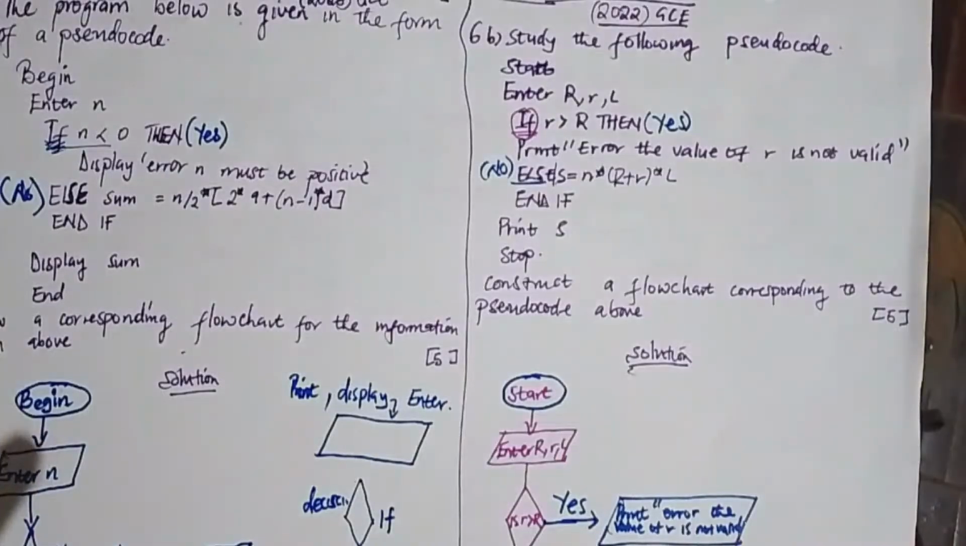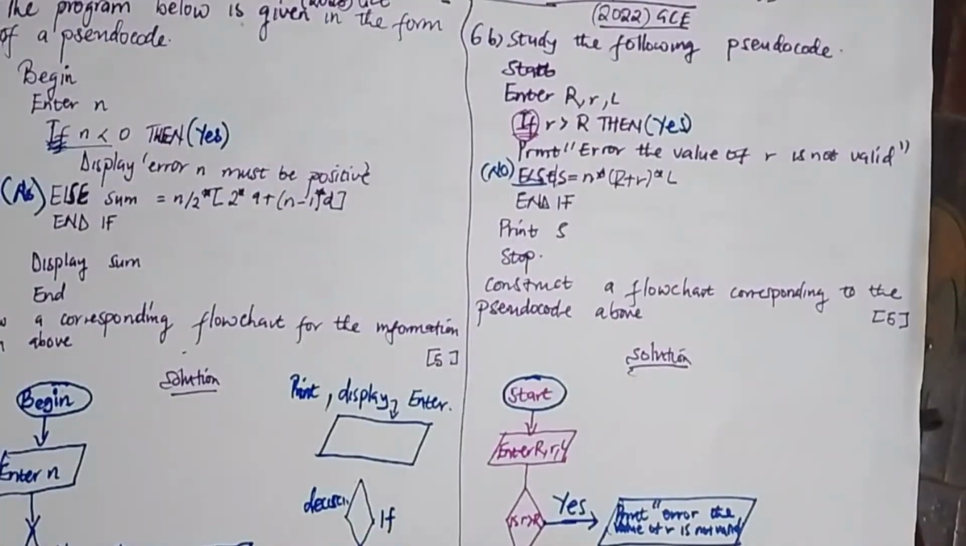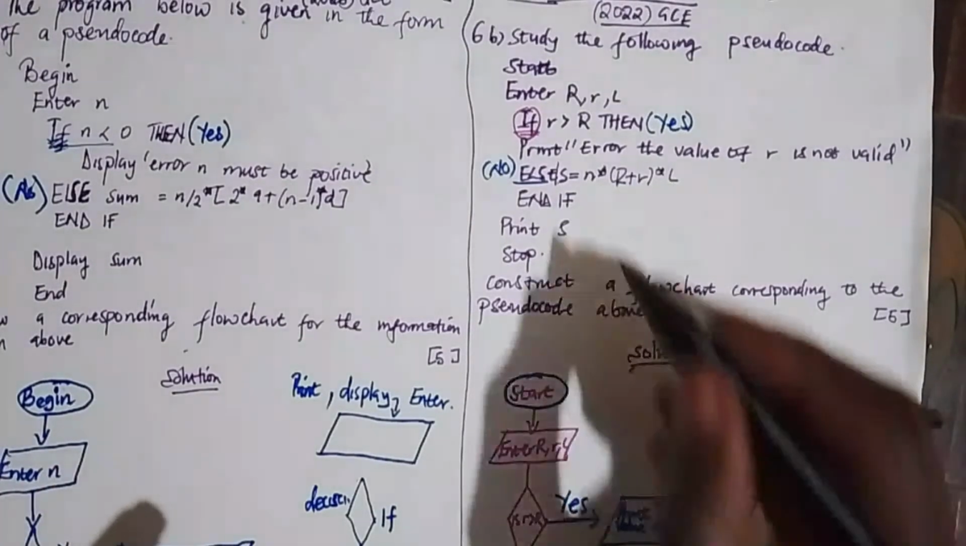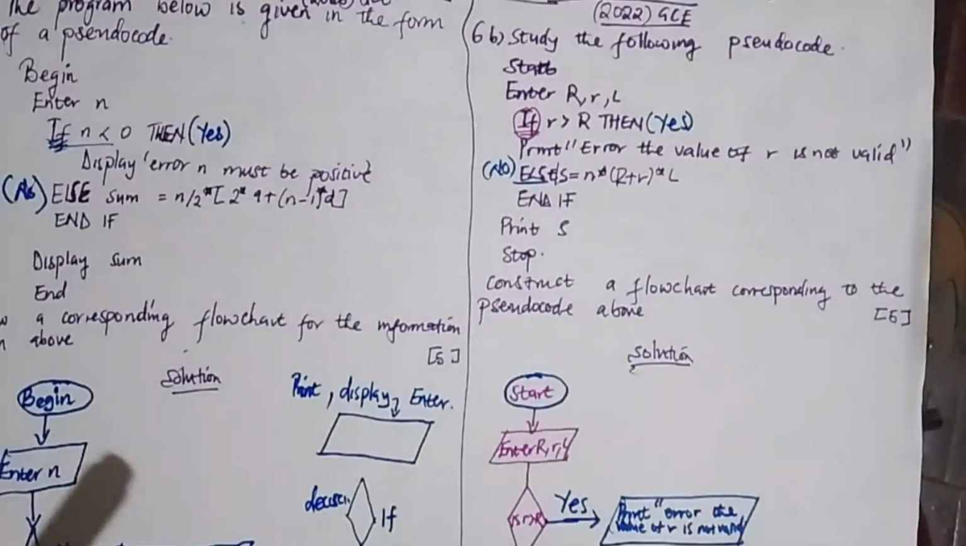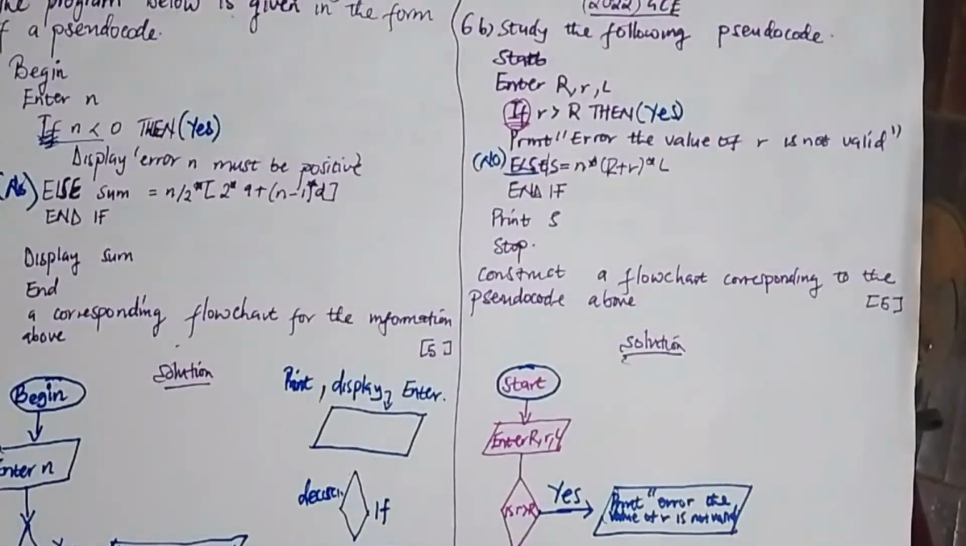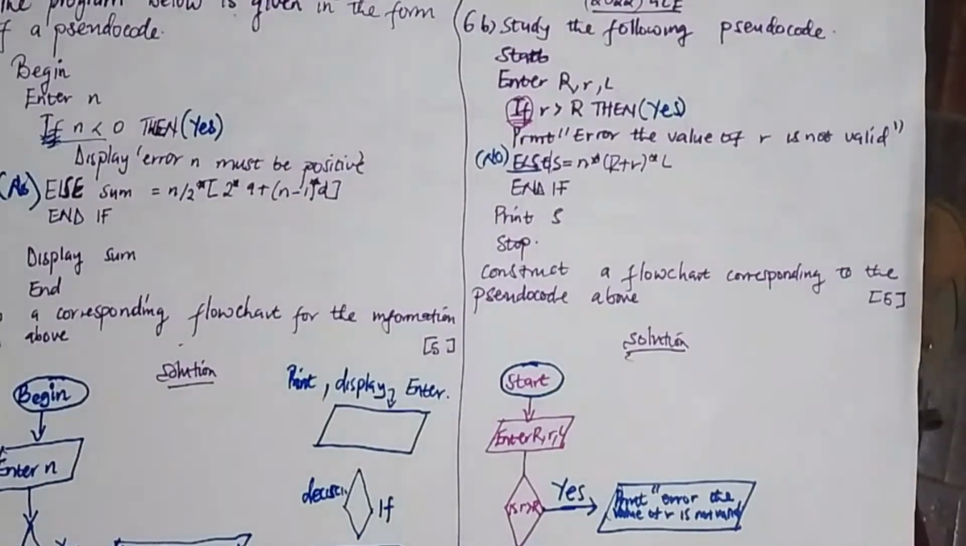Once you write like this, you are done, then you move on to else. I said else represents no. After else, what are we seeing? We are seeing the formula. So what box? The rectangle. So now you say sum is equal to R plus R L. Meaning we have written the formula.